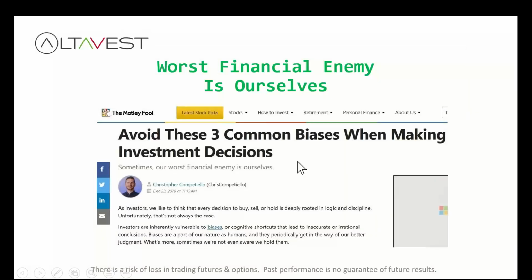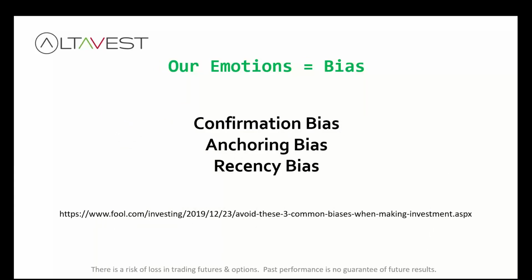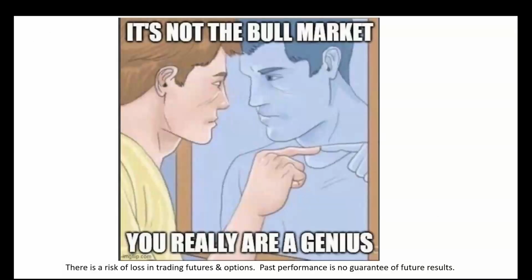And Motley Fool says, the worst financial enemy is us. I think there's a lot of truth in that. Even after all these years, it's still difficult at times to divest yourself from the emotions of trading. So you have that confirmation, anchoring, and recency bias. And I think this picture here sums it up. So I think we can all have a good chuckle at that one. When things are going great, you just tend to think you're a real genius and kind of discount everything else. And that's one of those pitfalls you want to avoid.